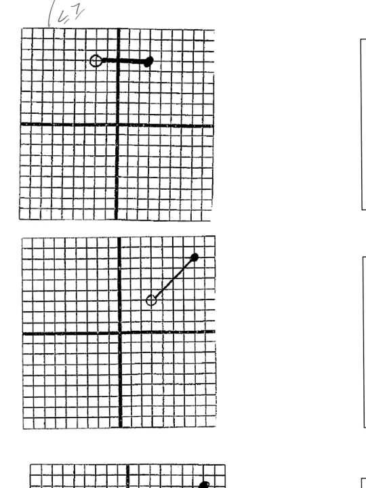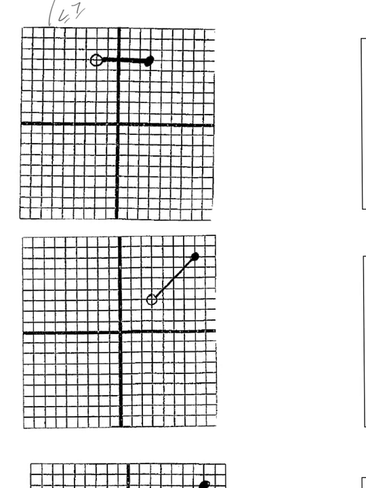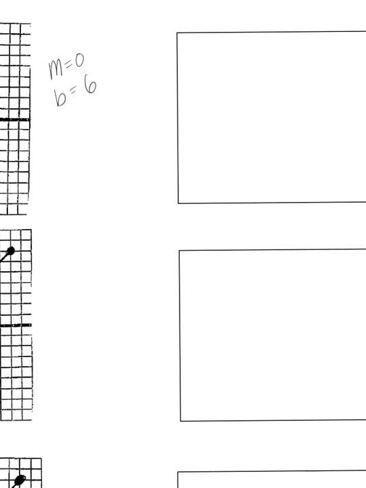For the next piece, let's go ahead and find the y equals mx plus b. My m here is 0, and my b is easy to see: 1, 2, 3, 4, 5, 6. So that means my overall equation is y equals my m, which is 0x, plus b, which is 6. If you wanted to simplify this, you could really just write y equals 6 here, because 0x, of course, just zeroes out and goes away.